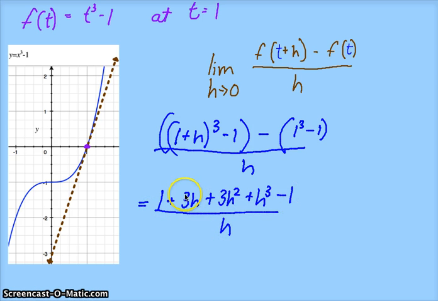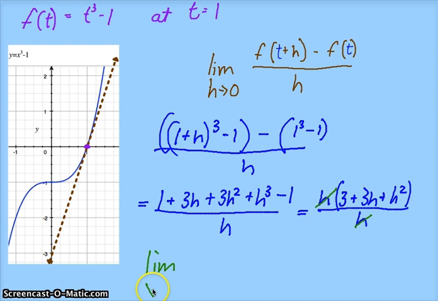Okay, and you're noticing something here. 1 minus 1 is 0, so that kind of goes away. I'm going to factor out an h, so I have 3 plus 3h plus h squared. I can see, and again, you'll see patterns as you practice this. The h's cancel. Let's go back to what we're ultimately trying to do. We're ultimately trying to find out what is the limit of that function, as h approaches 0.